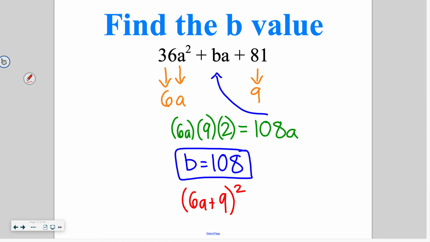So we again figure out those perfect squares, multiply to figure out what number would need to go in the place of b, and then we have our final factored form of 6a plus 9 squared.